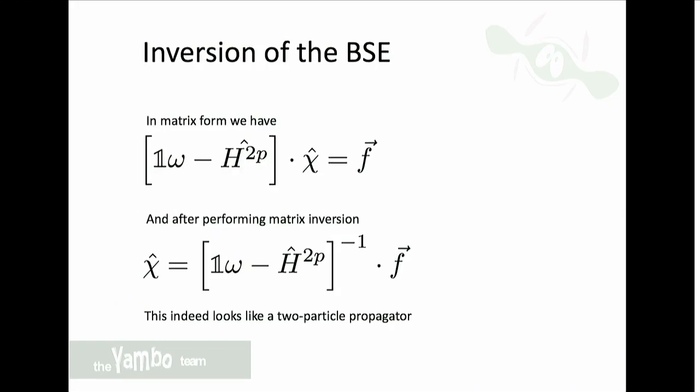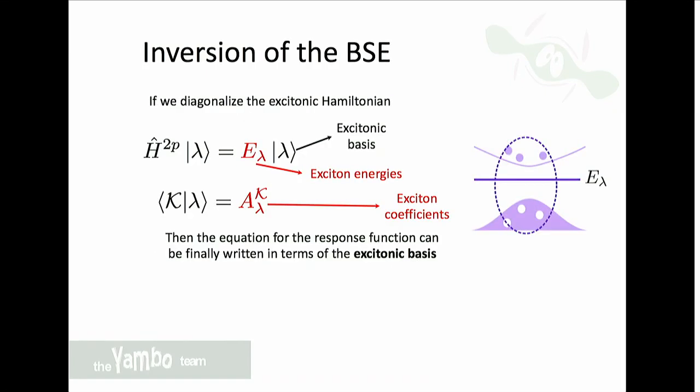So we start from this in matrix form, we invert this equation, and we obtain chi equals something. You see, it is chi equals 1 over omega minus Hamiltonian. So this can have the form of a three-particle propagator for the excitons, provided that we diagonalize this Hamiltonian, which we can do. And we obtain exactly the quantities that we will need later for absorption.